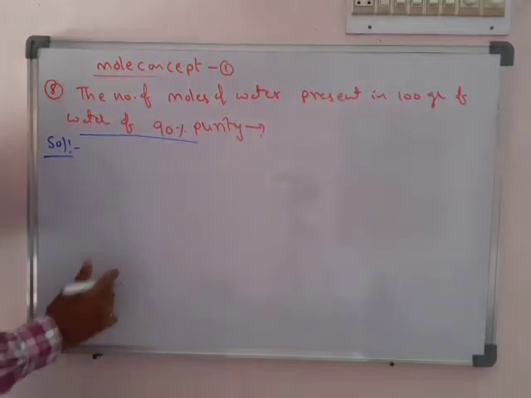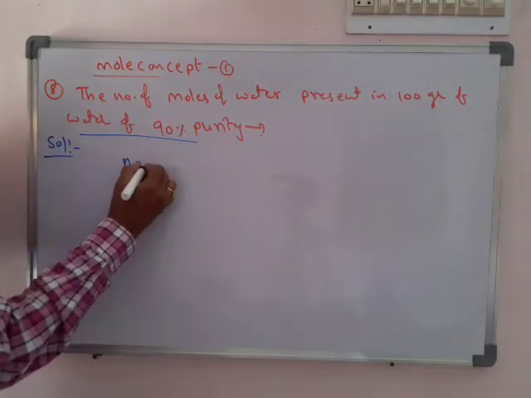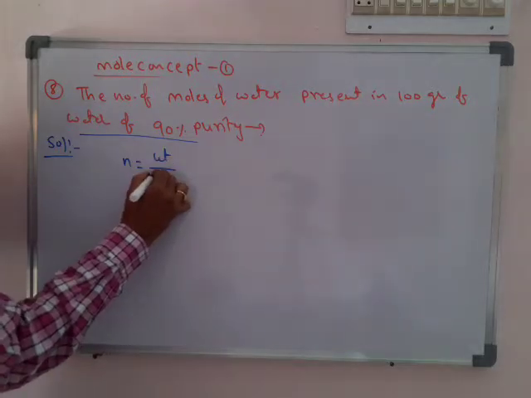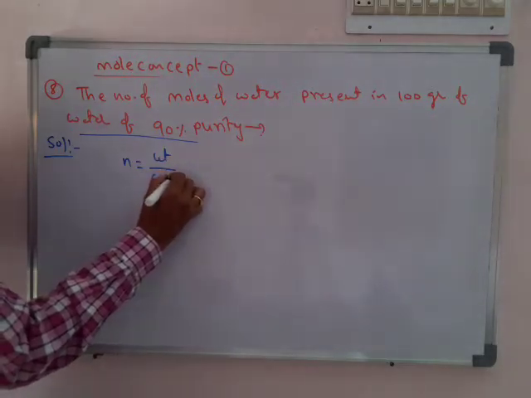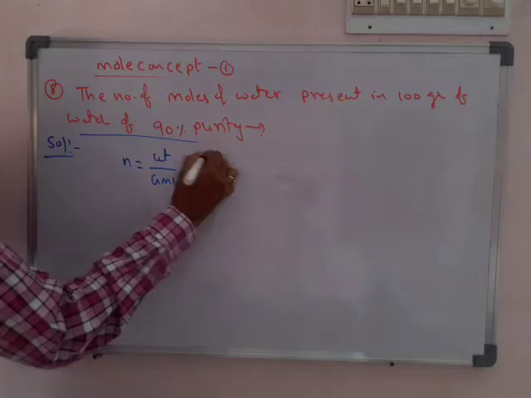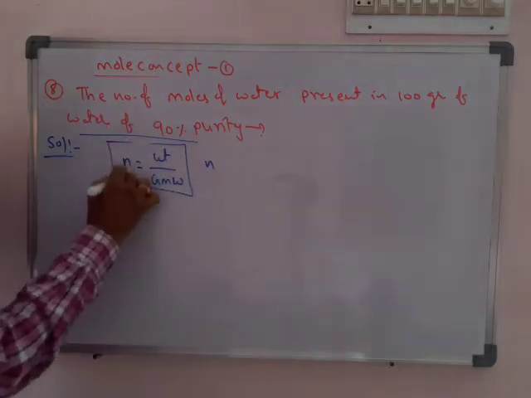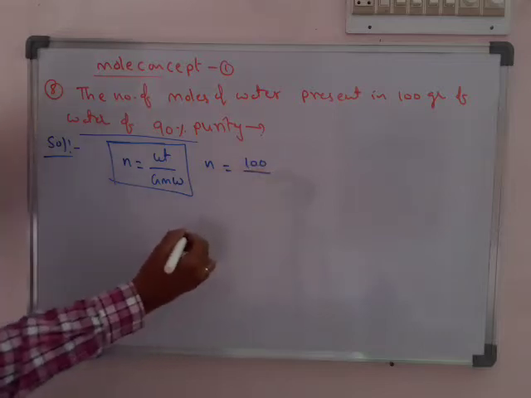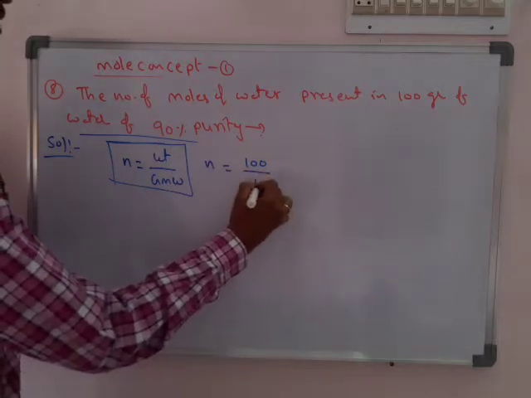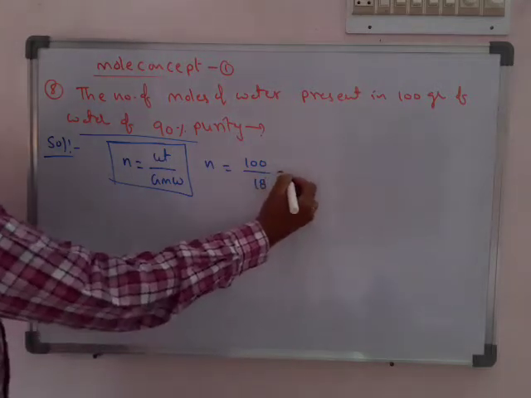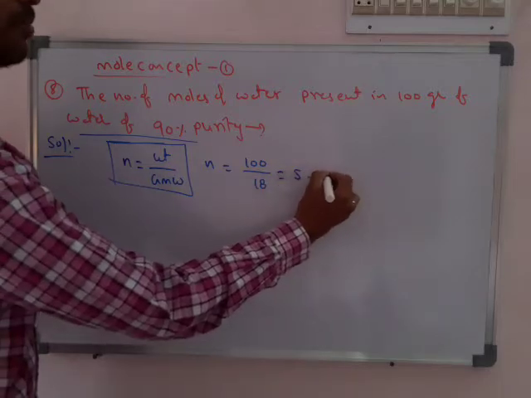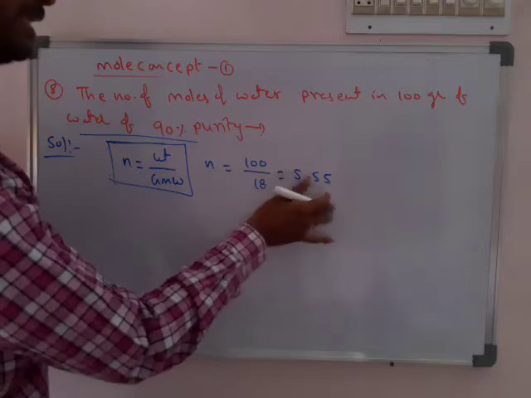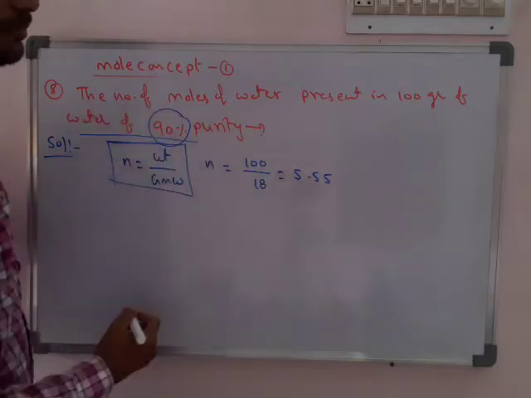So when purity is given, first we should write normally based on the number of moles. What is the number of moles formula? In terms of weight, it is weight by gram molecular weight. So n equals, what is the weight? Given 100. So what is the molecular weight of water? That is 18. So here we get approximately 5.55. So the number of moles directly goes, but it is given only 90%.